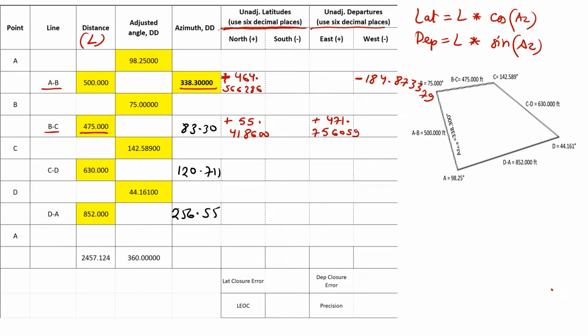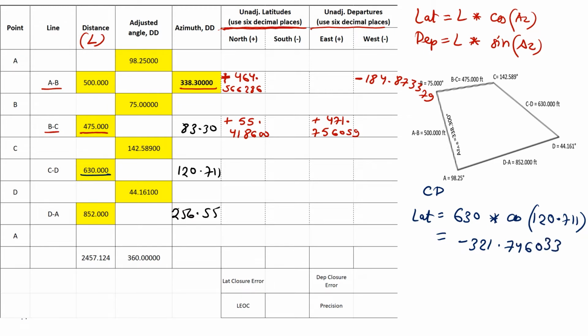Okay, so let's try to find the latitude and departure for line CD. My latitude is length, 630, times the cos of the azimuth, 120.711, and this gives you a negative value: negative 321.746033. So negative 321.746033 would be my latitude.